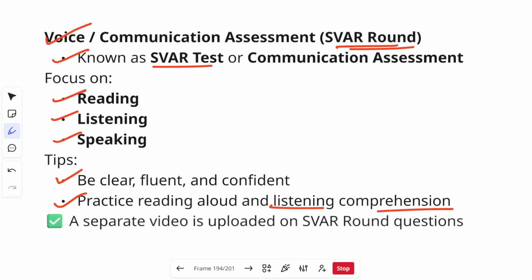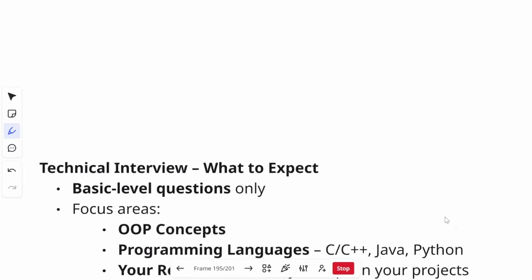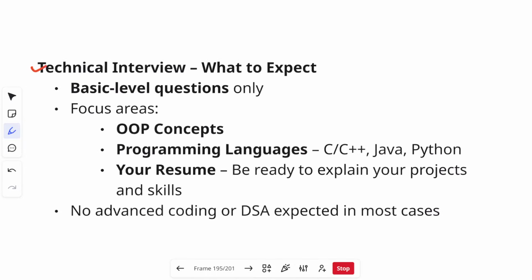Now there might be different questions, like while you give this assessment, can we use earphones, can we give it via laptop mic, this and that. I have already covered all those in the playlist videos, so please make sure to check the Wipro playlist. All your doubts will be cleared. A separate video is also uploaded for SWAR round questions, which I have already mentioned, so make sure to check that also.